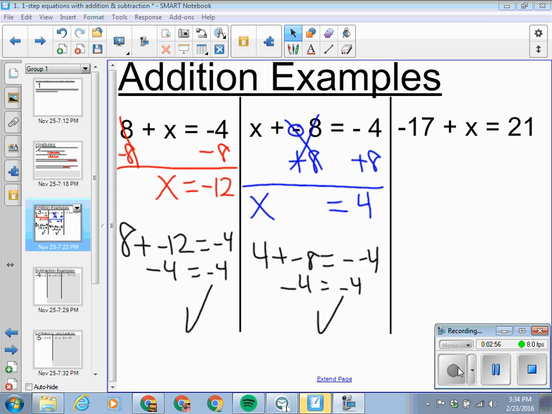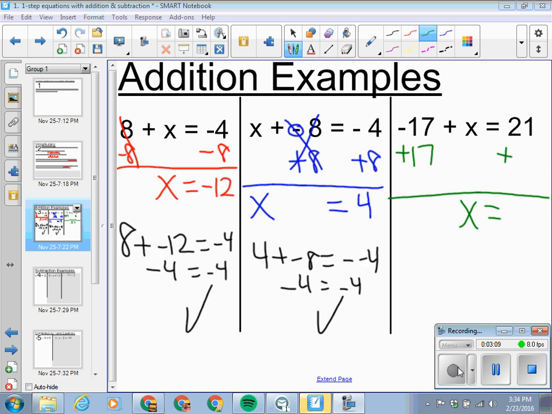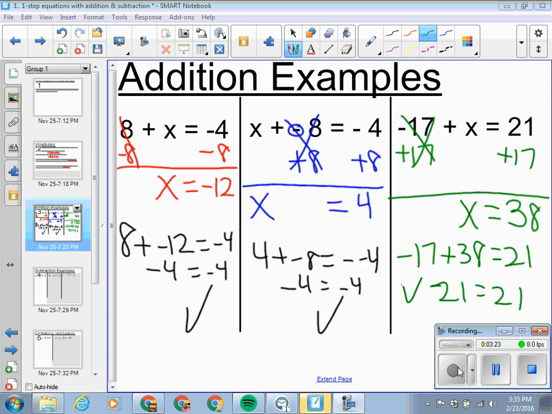Now over here we have negative 17 plus x equals 21, excuse me, not negative. So, we're again trying to get down to x equals. We're going to get rid of negative 17, so we add 17 to both sides. That goes away, and we have 38 on the right side. We plug it in. Negative 17 plus 38 indeed equals 21. So it checks out. Again, if you do these problems mentally, that's great. Work on the process. You will need it within a couple lessons, I promise you.